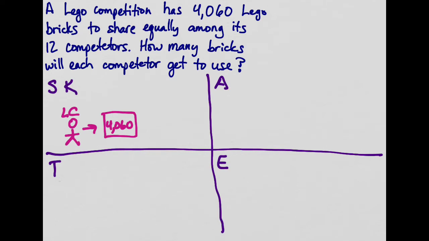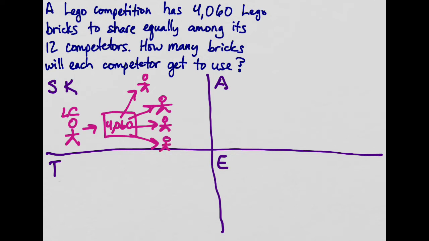Now I gotta think, what are they doing with those Legos? It says here that they're sharing them equally among the 12 competitors. Oh, it's like they have a big bin and they're trying to scoop the Legos out of it into containers for each of the competitors. So this competitor gets a bin, and this competitor gets a bin.